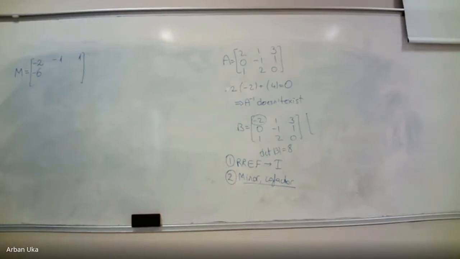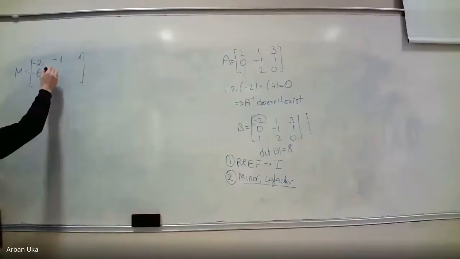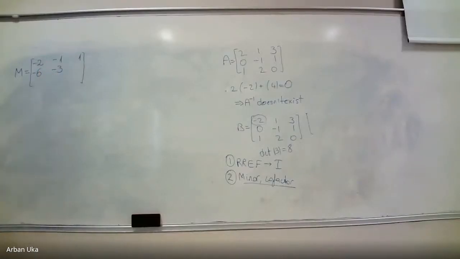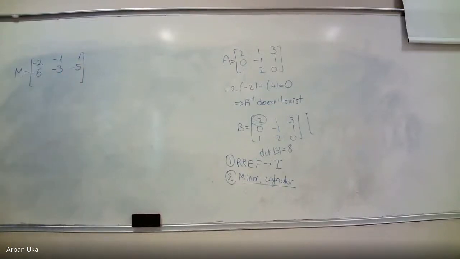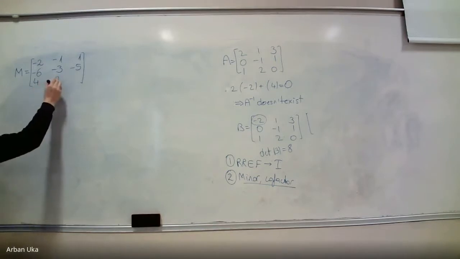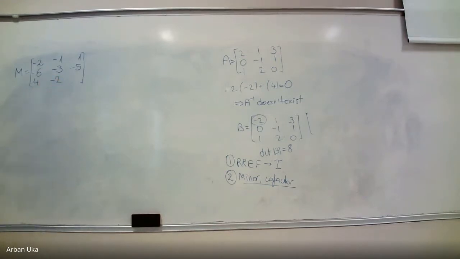Minus 6. And then we have 2. Sorry, that's 0. Minus 3. Minus 3. That's correct. And then we have minus 4, minus 1. Minus 5. Minus 5. That's true. And then we have 1 plus 3, 4. And here we have minus 2. And this would be 2.